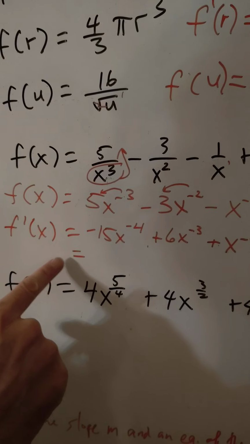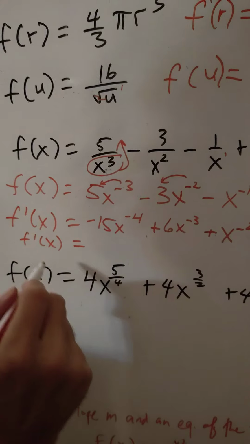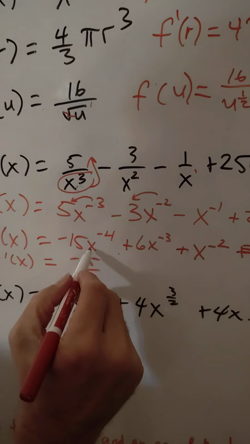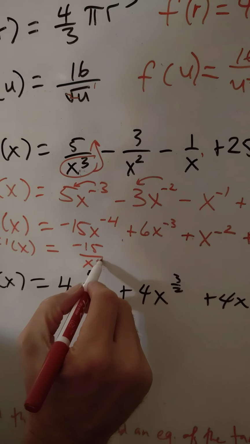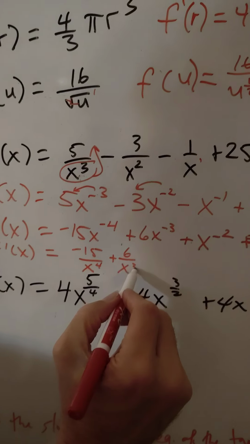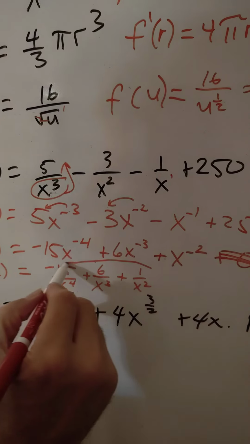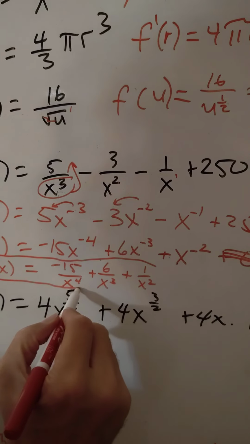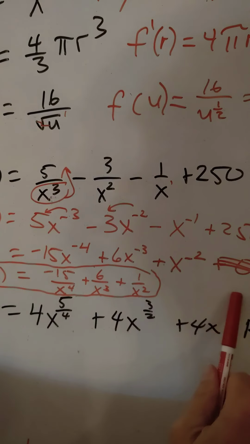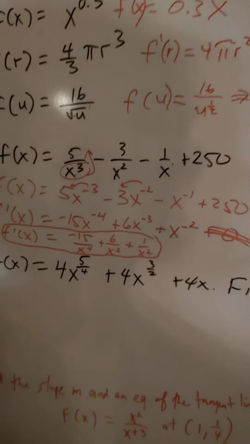Still f prime of x, so you're allowed to just bring down the equal sign, or if you feel more comfortable, just rewrite that. Okay, and then this is going to be the negative 15, but then x to the negative 4 goes to the bottom as x to the positive 4, plus 6 over x cubed, plus 1 over x squared. So this is my final answer right here. Please, please do not get a common denominator and keep on going. Stop here. That's where they want you to stop. Don't go crazy with this stuff.